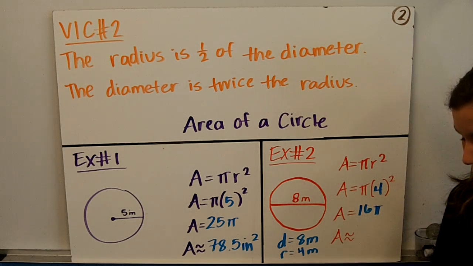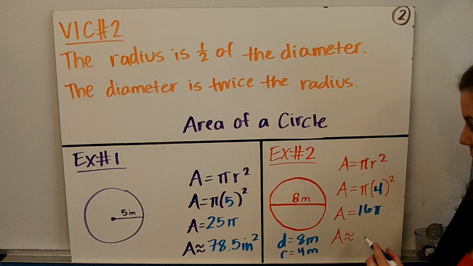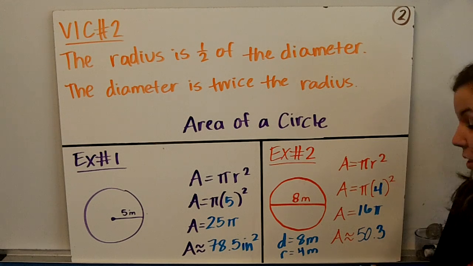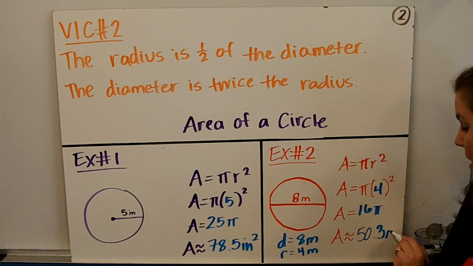If we find the decimal approximation, we type in 16 pi into our calculator and we get 50.26. So let's round that up to 50.3. And our units are meters squared.